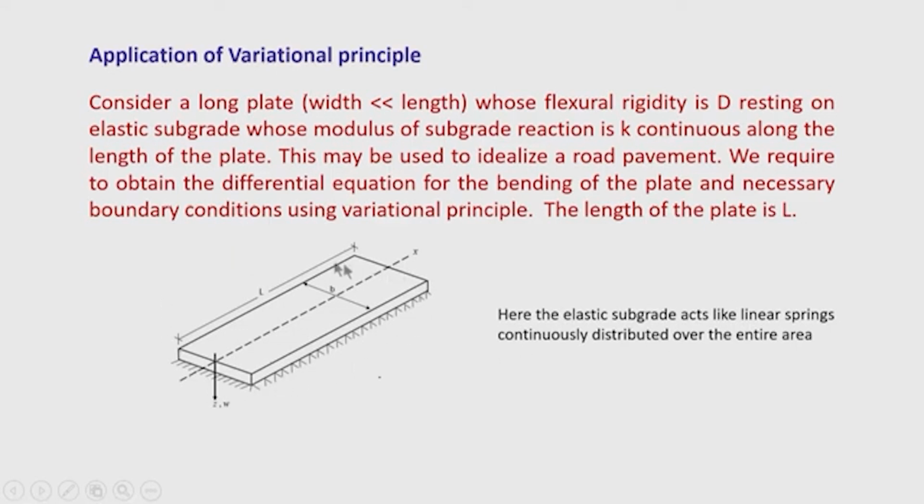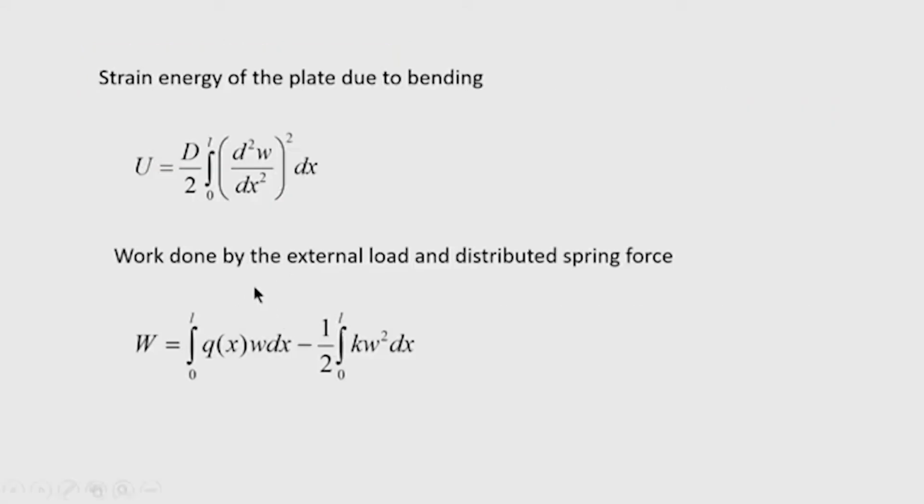So, what do we require? We require to find the differential equation of the system of this plate as well as the boundary condition using the variational principle. Okay. So, to use the variational principle, the first thing is that we must know the strain energy expression of the plate. Without knowing the strain energy expression, you cannot proceed to use this variational principle.